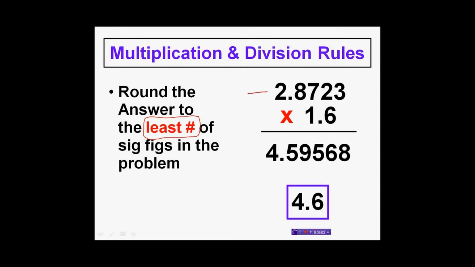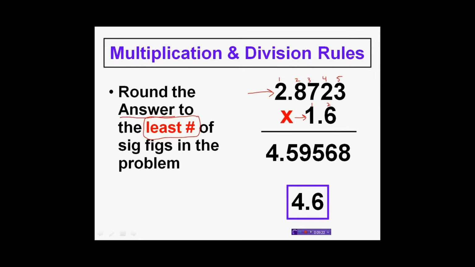This number has a decimal. I come in this way. I have 1, 2, 3, 4, 5 significant figures. There's a decimal point. Multiplied by 1.6, I have 1, 2 significant figures. And I would just like to tell you that your answer is this.